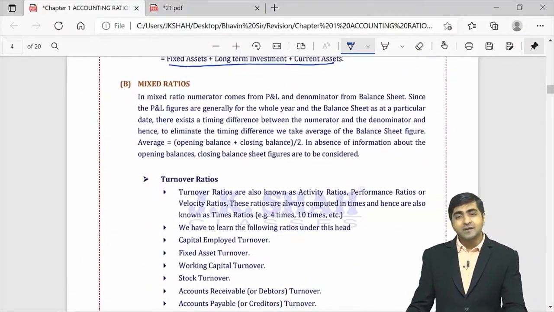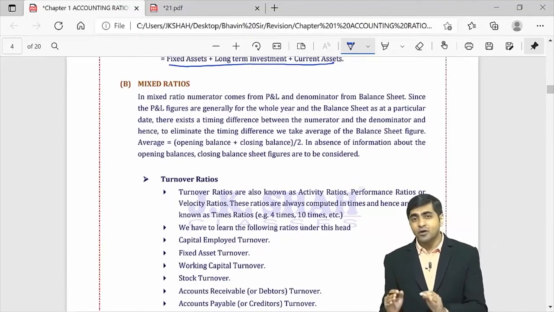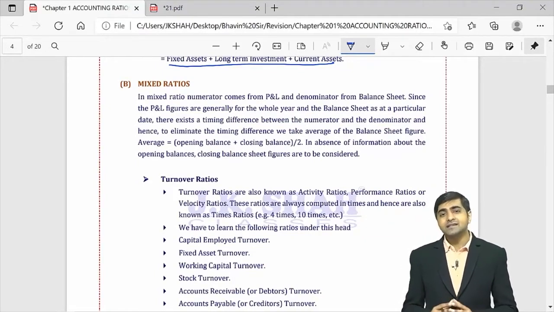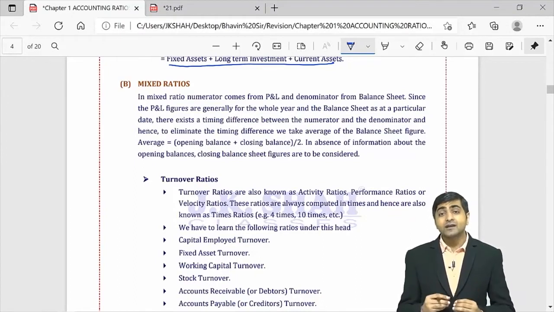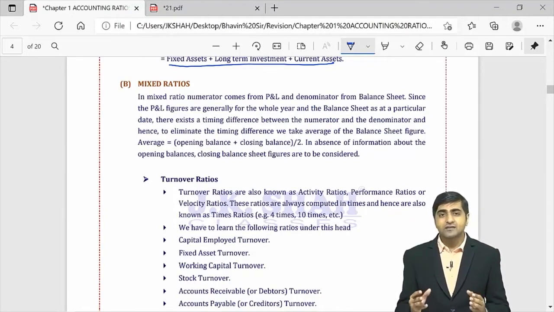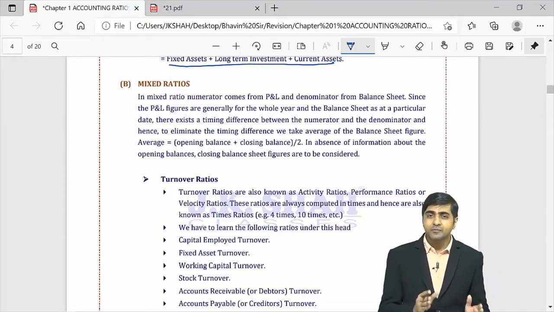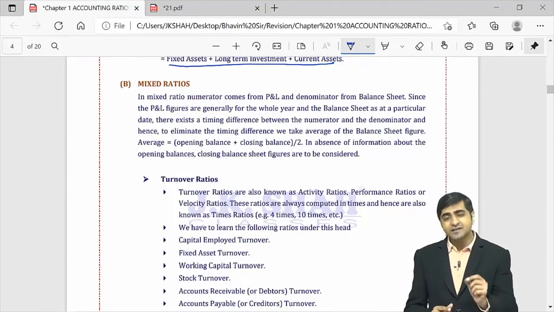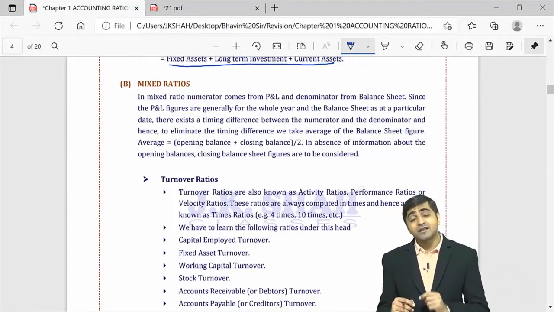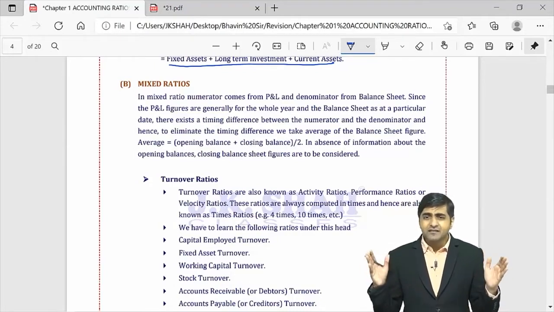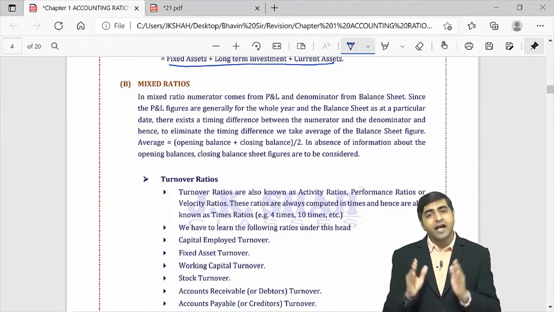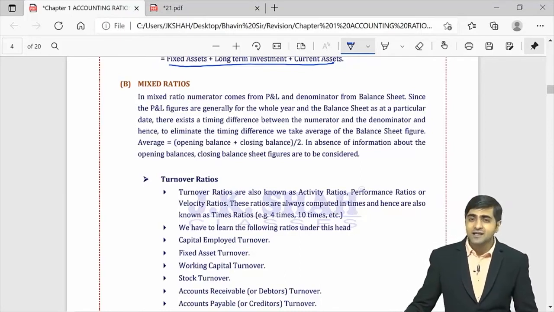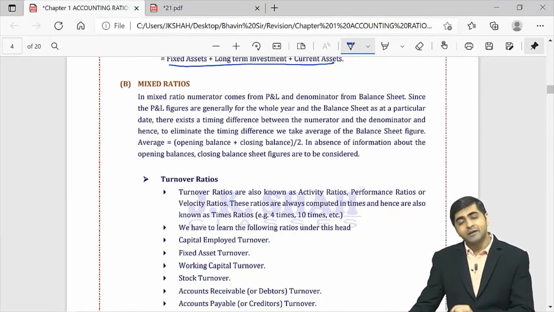So guys, what happens in mixed ratios? Your numerator will come from your P&L and your denominator will come from your balance sheet. The moment you do this, you are taking 2 figures with 2 different timings, because when we consider any figure from your P&L, we are considering that figure for the entire year. And when we consider any figure from the balance sheet, it is the figure as on a particular date. So when a figure pertaining to the entire year is compared with a figure as on a particular date, there is going to be some timing difference, and we need to eliminate that timing difference first.